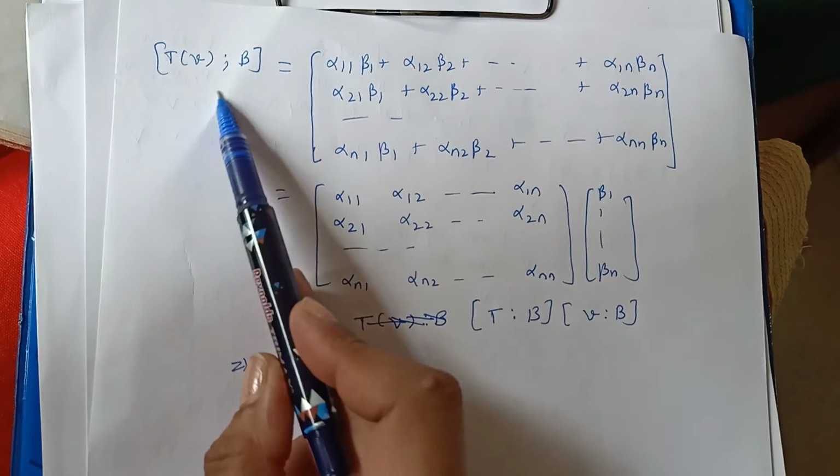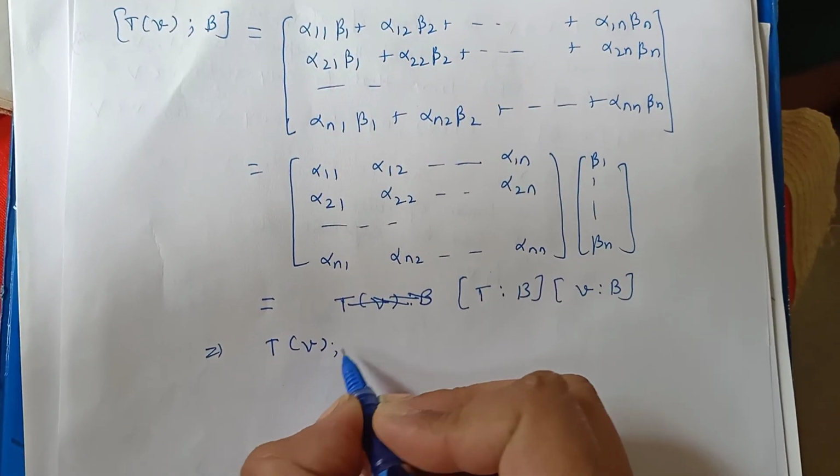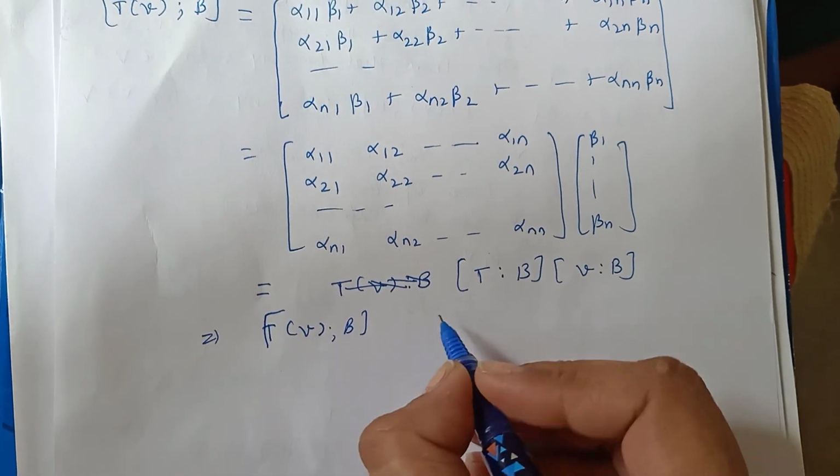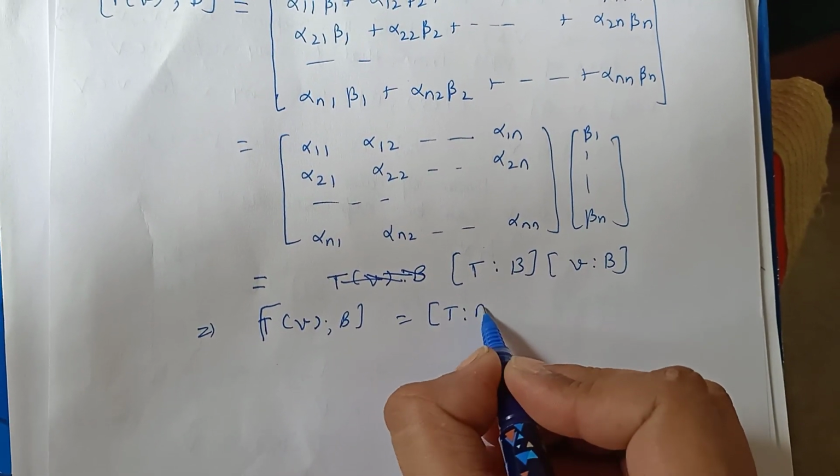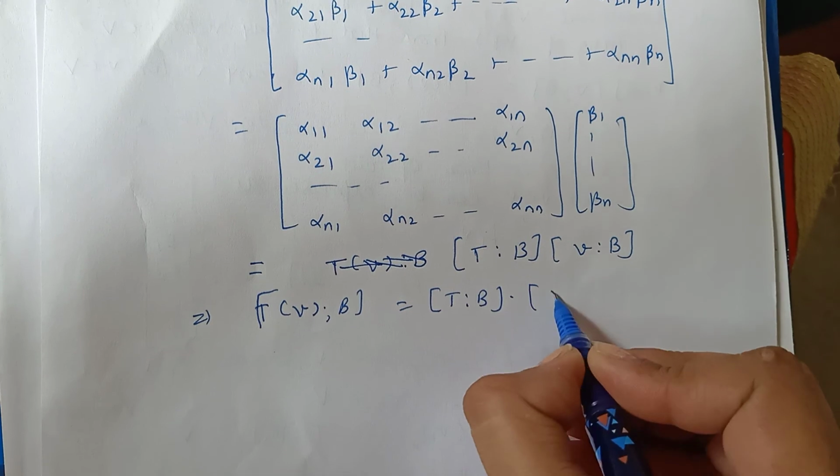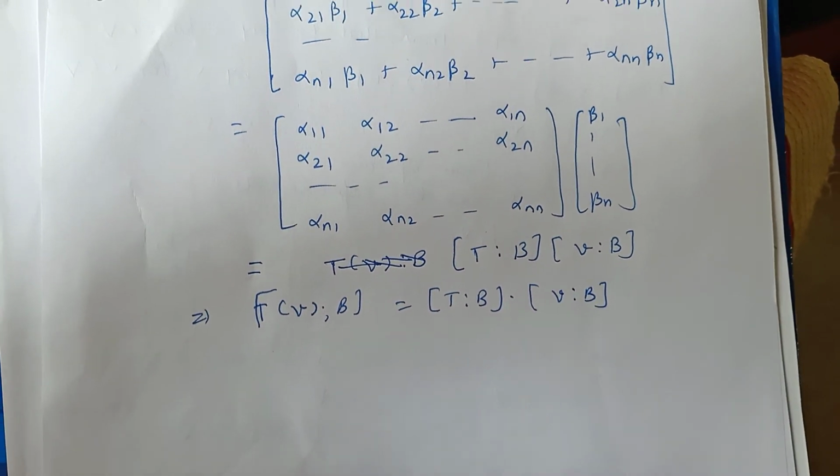So the matrix of T of V with respect to B is equal to the matrix of T with respect to B multiplied by the matrix of V with respect to B.